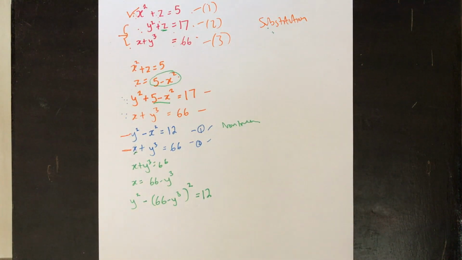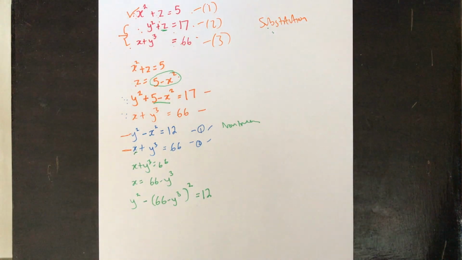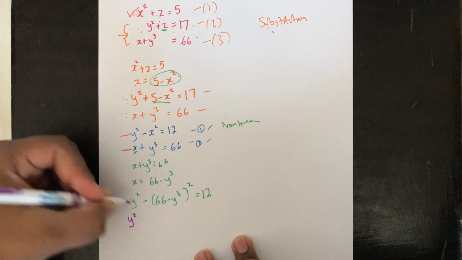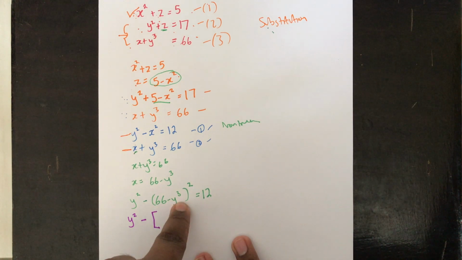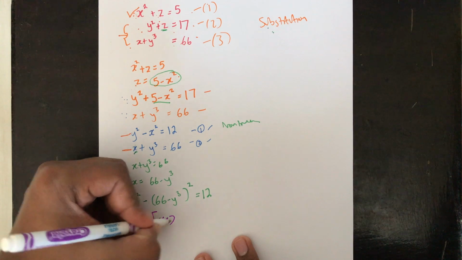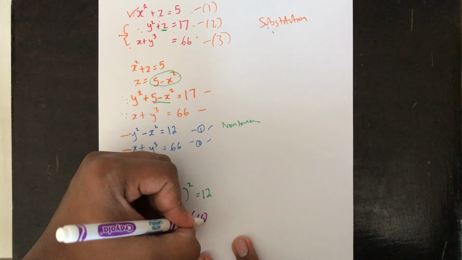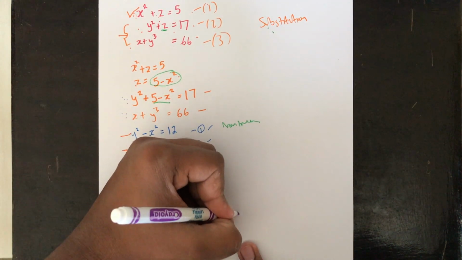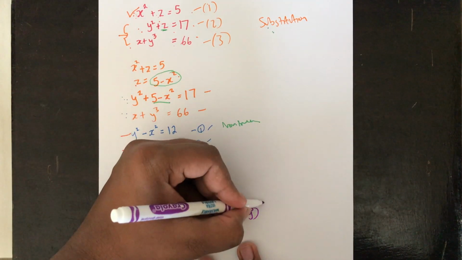So it looks a bit messy, but we need to start clearing things up. So we need to start expanding this. So let's do this. So we have y squared minus, let me use square brackets so I can expand this whole thing first, and then after that I'll multiply with the minus. So I have 66 squared plus 2 into 66 into minus y cubed plus minus y cubed square.